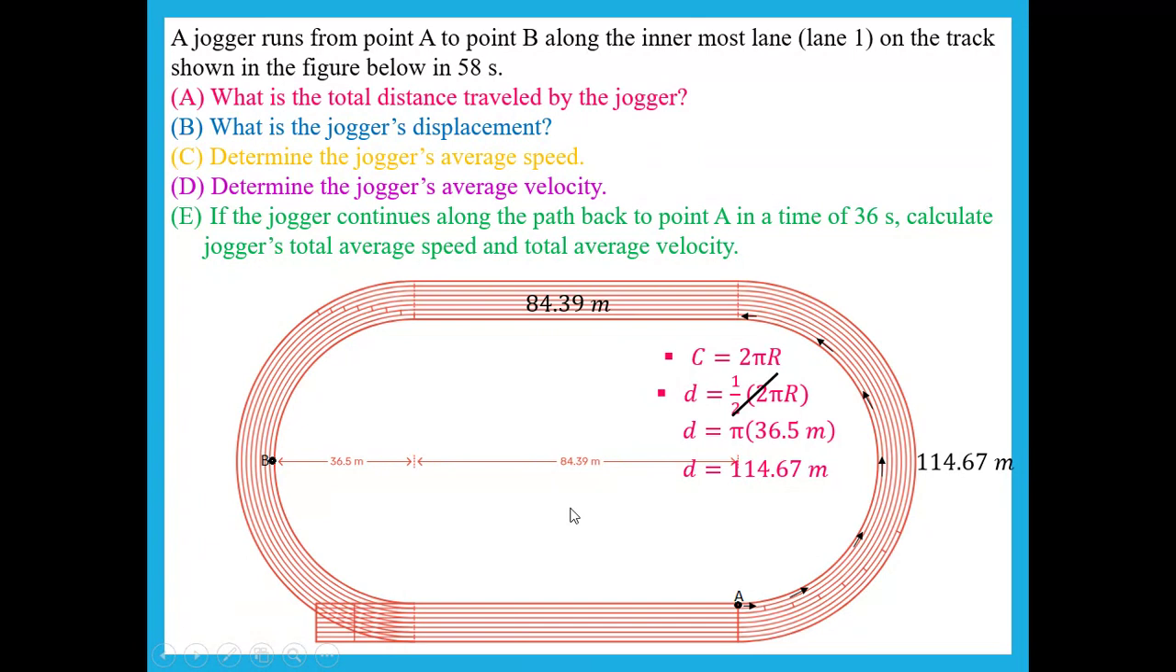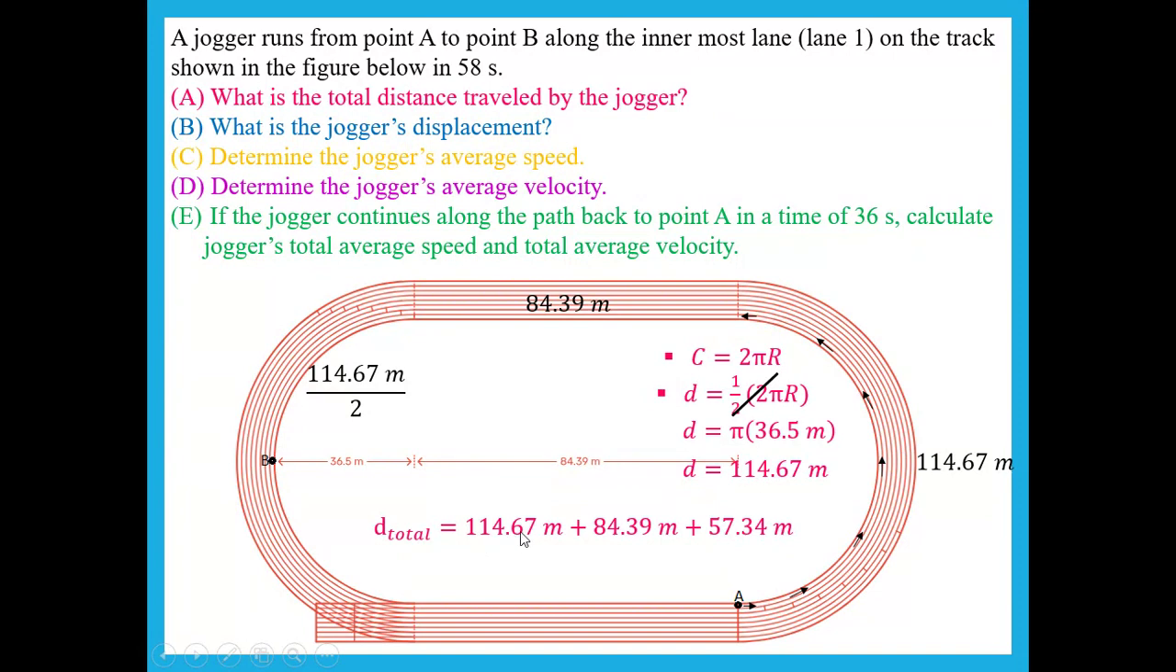That's the straightaway. And then this other leg is 1/2 of a semicircle, or 1/4 of a circle. I already found the distance for the semicircle, but since this is half, I'm just going to take that value, 114.67, which I previously calculated on the right side here, and divide it by 2, because it is half of that distance. Other than that, I'm just going to add all the values.